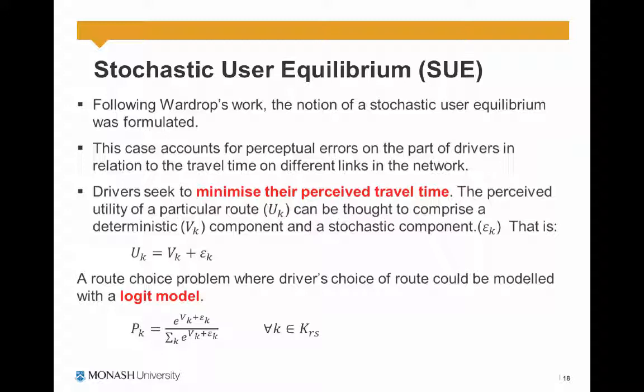The perceived utility of a particular route, U_k, can be thought to comprise a deterministic component, just like a deterministic utility value, V_k, and a stochastic component, an error term, epsilon_k. And then we can use a logit model to formulate our route choice problems, where the probability of choosing route k would be the exponential of the utility of that route over the sum of the exponentials of the utilities over all the routes possible between an origin and destination.